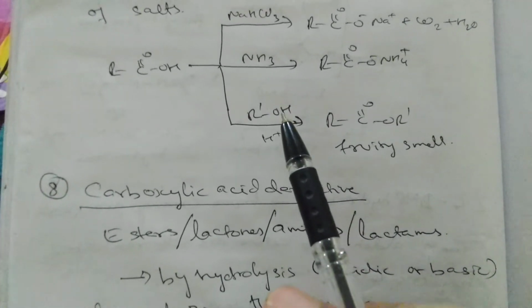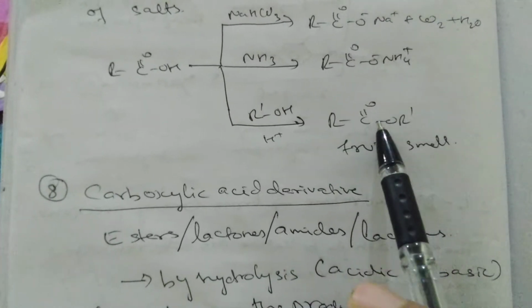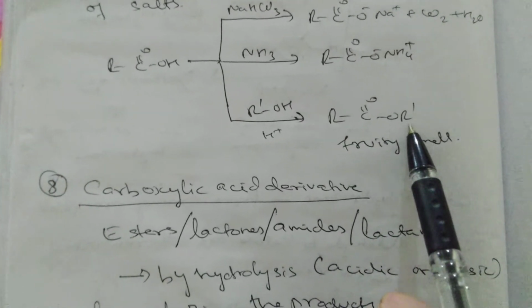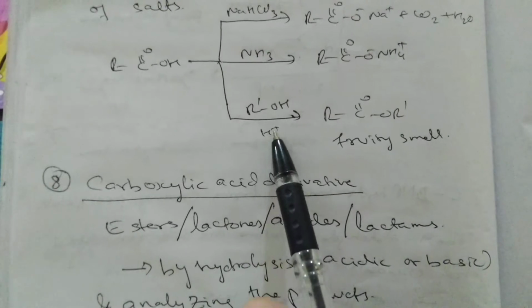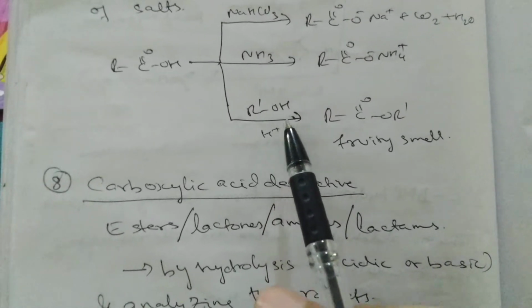And similarly, other thing is you react with alcohol, and if it gives fruity smell, this is what we do in lab. Carboxylic acid plus alcohol, little bit of concentrated H plus, catalytic amount we put and heat it.